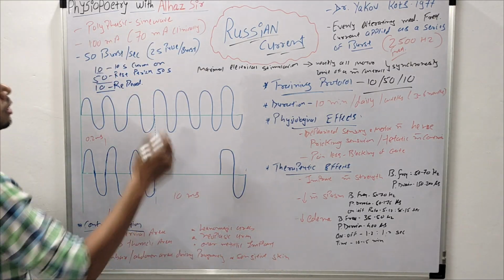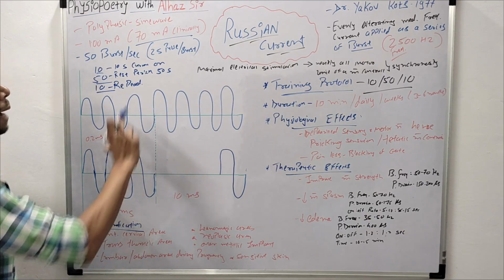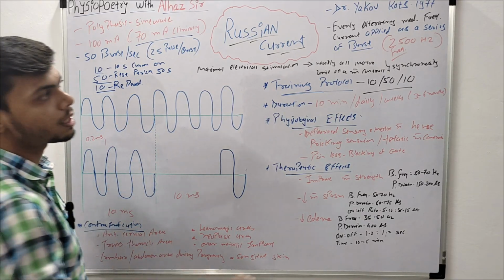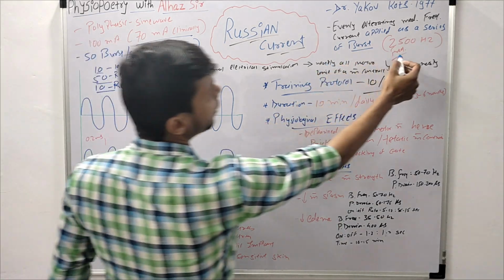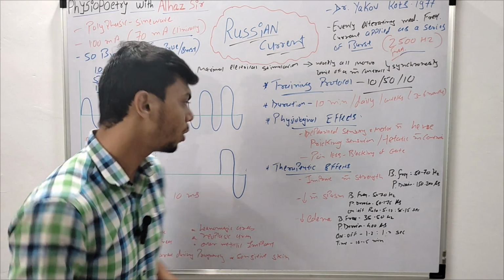One thing I forgot to mention, while applying clinically, we use a 70 milliampere amplitude in this Russian current, and we use a frequency of 2500 hertz. So this is a basic training protocol.